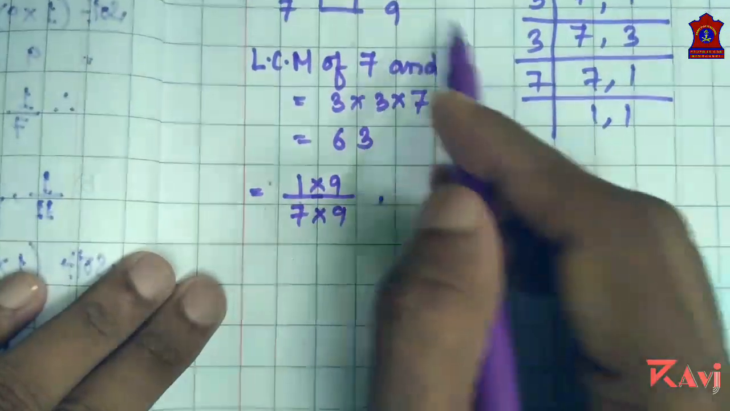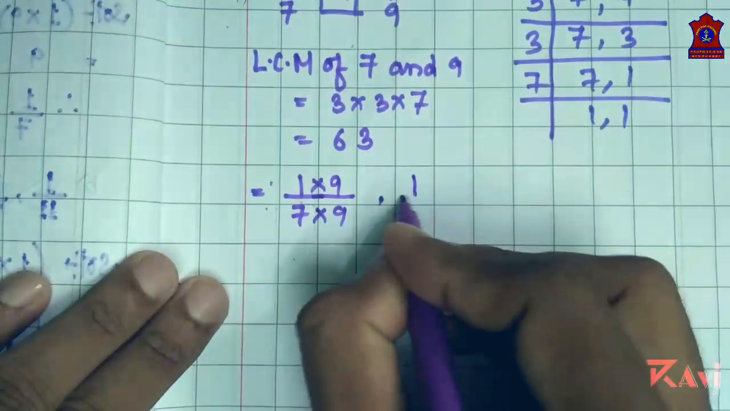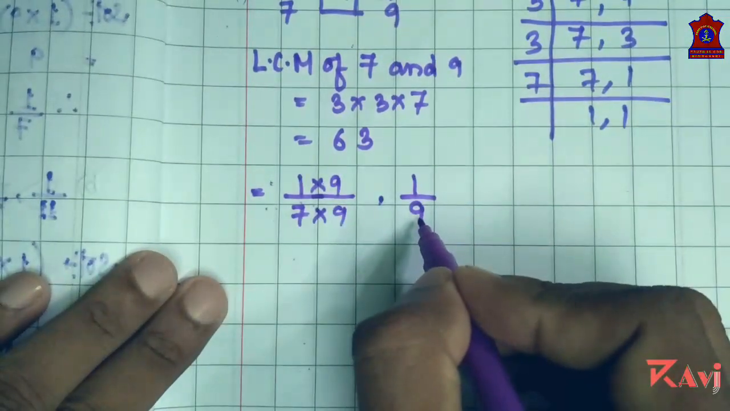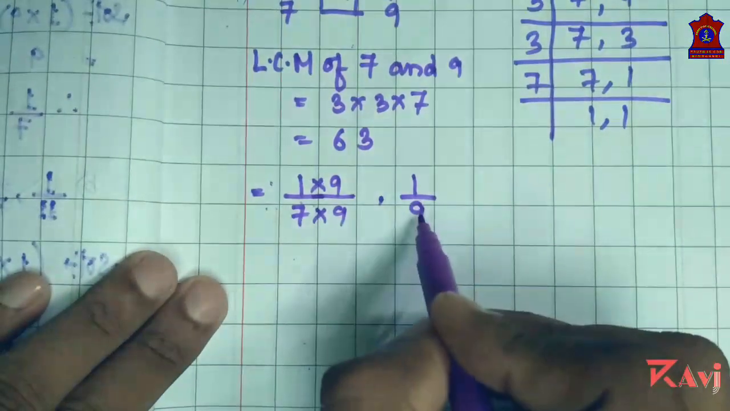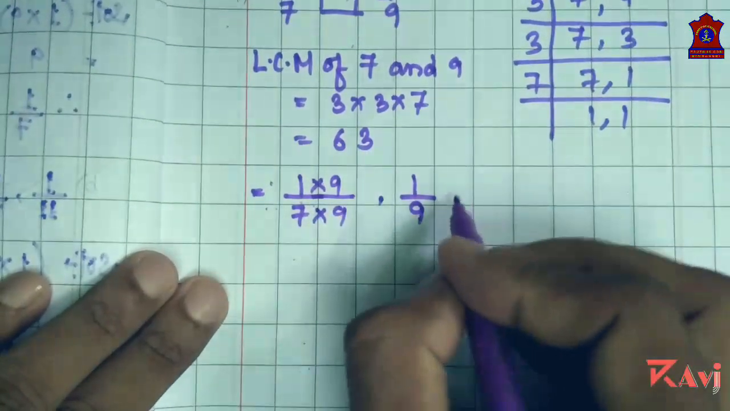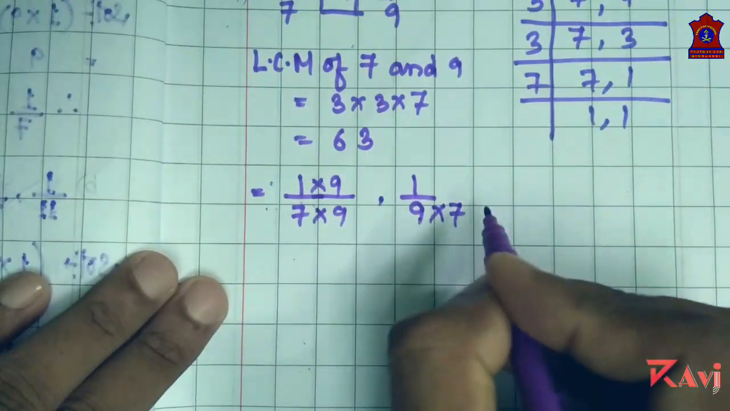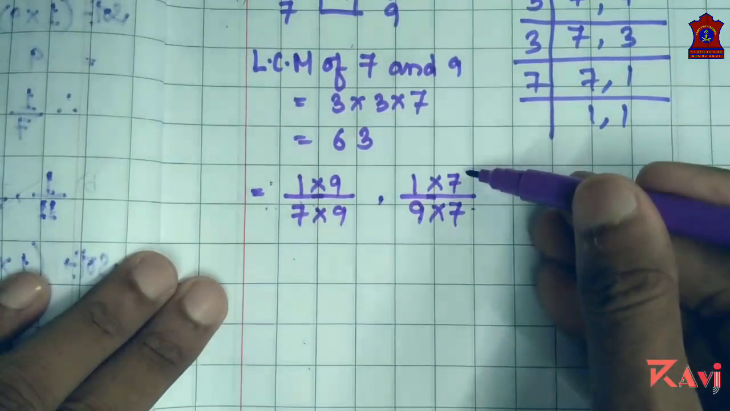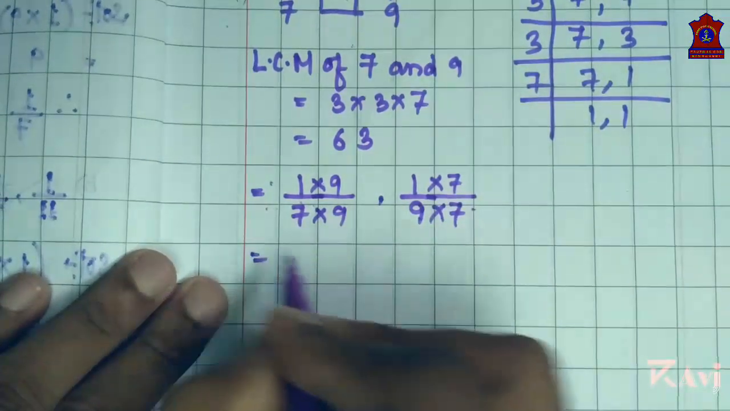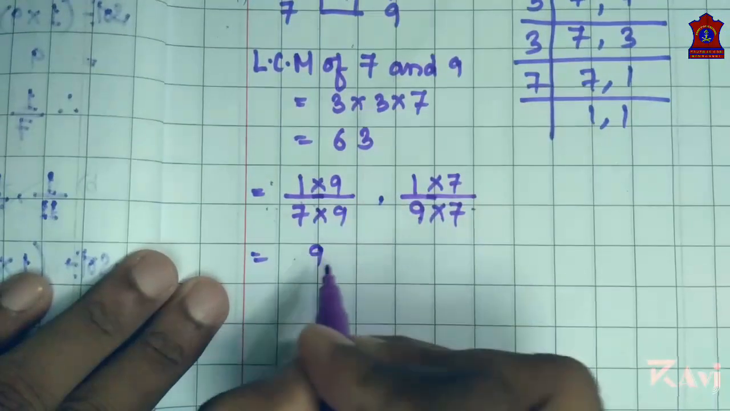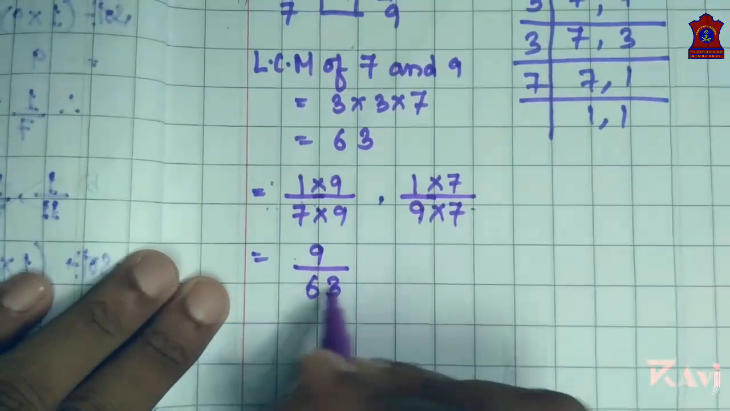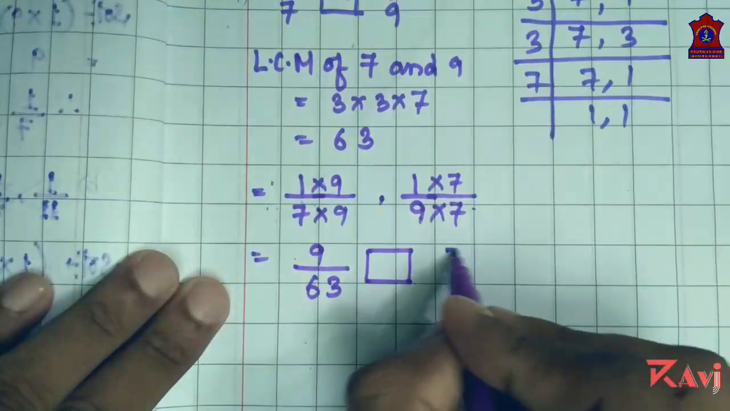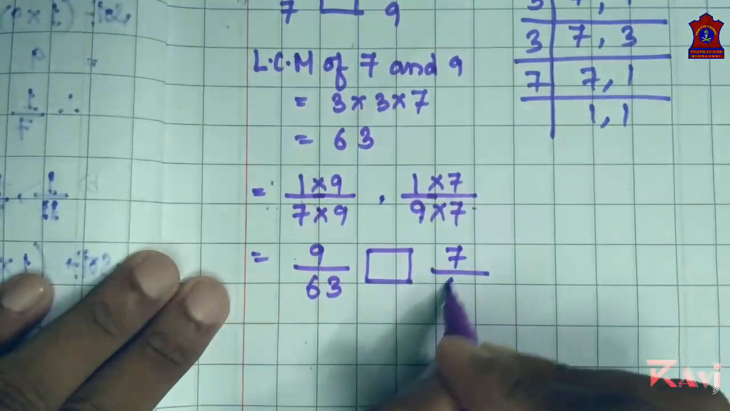Now what is the other number? 1 by 9. Now 9 into what makes 63? This denominator also you have to make equal to 63. 9 7s are 63. So take 7 at numerator also. The same number you have to take at numerator also. Clear? Now 1 into 9 is 9. 7 9s are 63. Here you can create a box. 1 7s are 7 and 9 7s are 63.